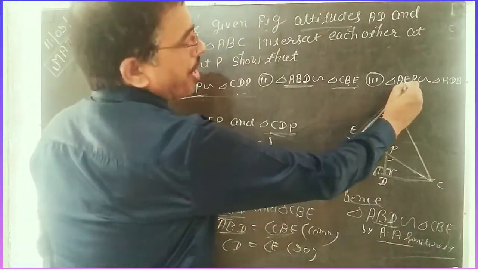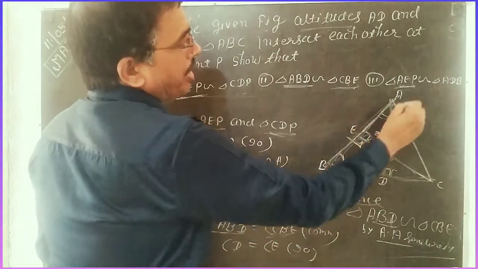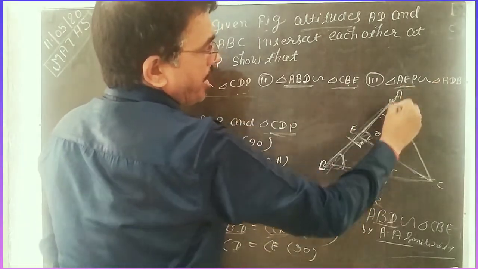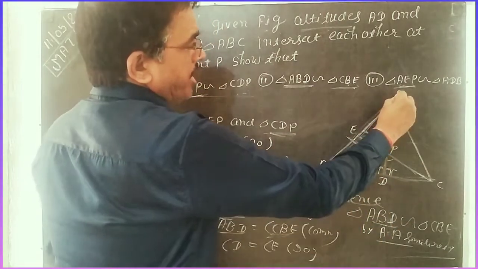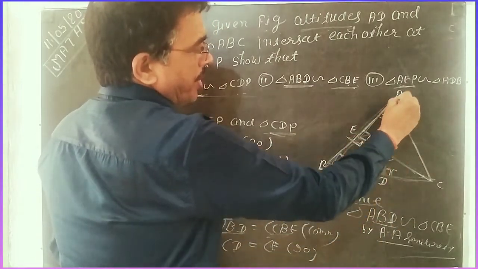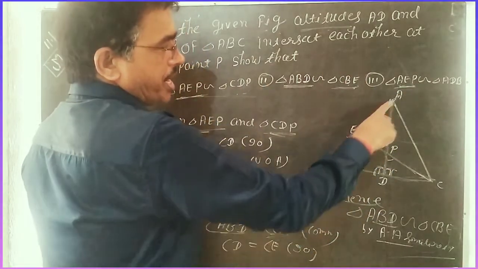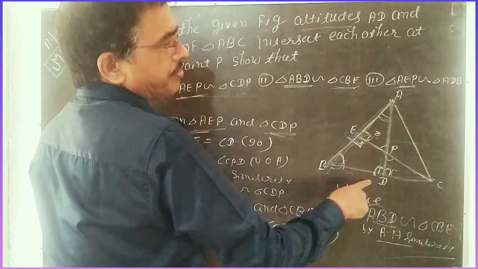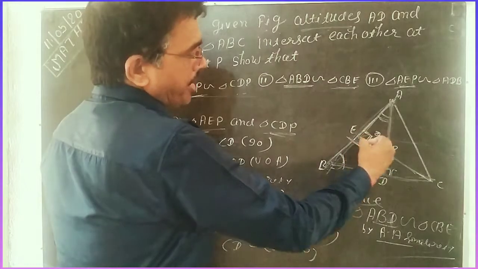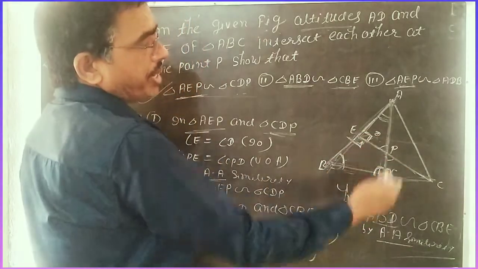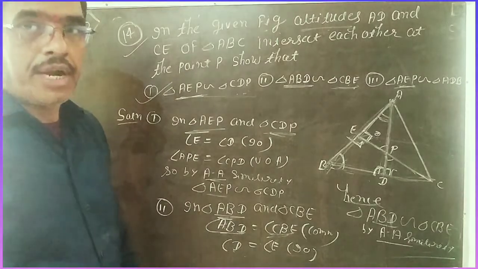Two other questions remain. That is AEP, this is a small triangle, and ADB. Find out, students, see AEP and ADB. These angles are equal because angle EAP is equal to angle BAD. Both have A common, and angle E and angle D are 90. So by AA you can solve the remaining questions like this. Try to solve the remaining two questions.